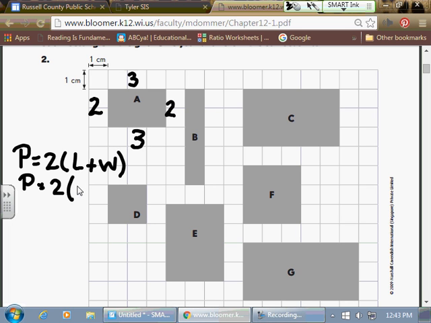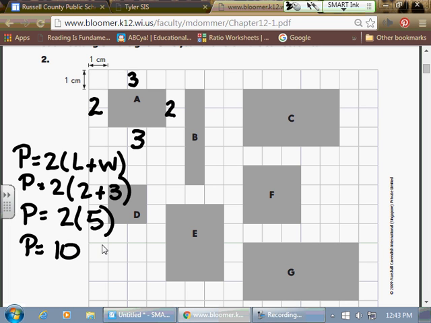Okay, and it doesn't matter if you want to do 2, that's fine. I would know then the width would be 3. So it really didn't matter. Order of operations tells me to do what first? Parentheses, so 2 plus 3 is 5, and now I times it by 2 and I get 10. And what did I have a minute ago when I added up all the sides? 10. Okay, that's my perimeter. Do I have a question on that one?